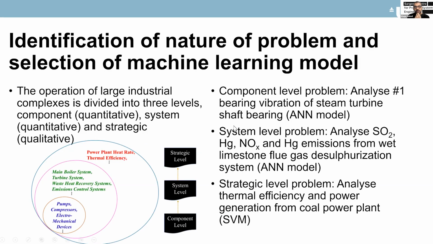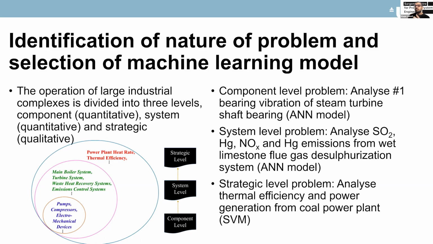Now the very next point is the identification of the nature of the problem and the choice of the machine learning model. We have analyzed that the component level problems are of a quantitative nature, and thus the ANN model can work better. Similarly, for strategic level problems, where we have thermal efficiency or the power generation from the power plant, the support vector machine or ELM models can be a good choice. So this is how we started. This was our initial intuition.